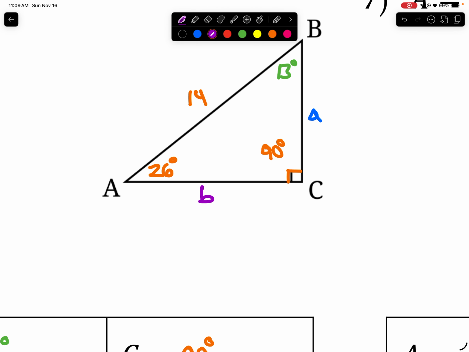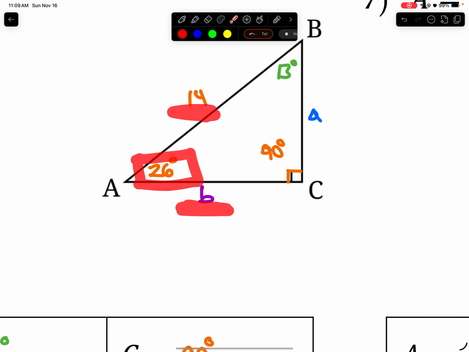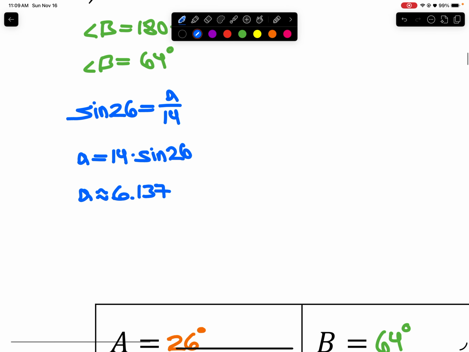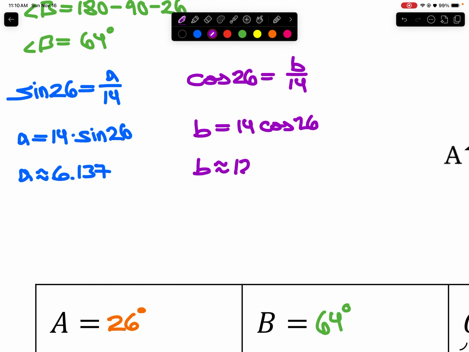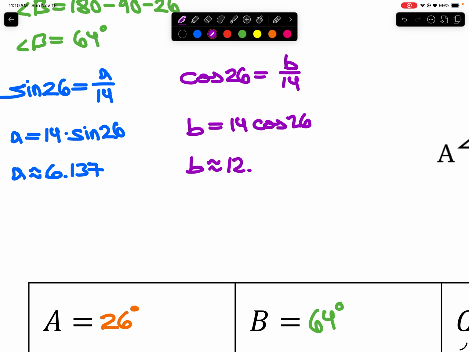For side B, I'm going to reference the given information again. Angle 26 is adjacent to side B, and I also have the hypotenuse. Adjacent and hypotenuse tells me I'm going to use cosine. So I want cosine of 26 to equal B over 14, the adjacent over the hypotenuse. Multiply both sides by 14, so B is going to equal 14 times cosine 26. When you type in 14 cosine 26, that's going to give you 12.583.